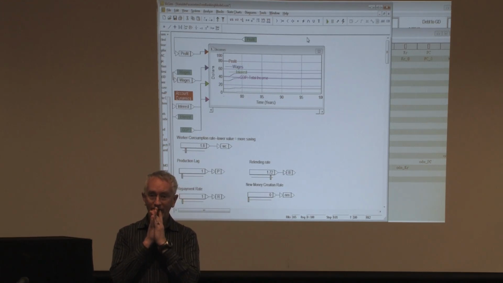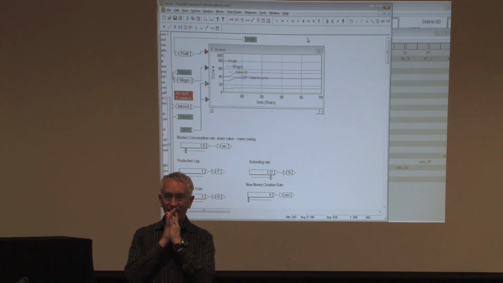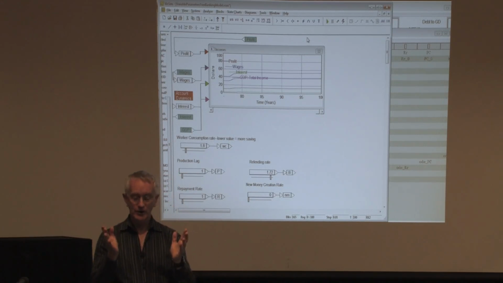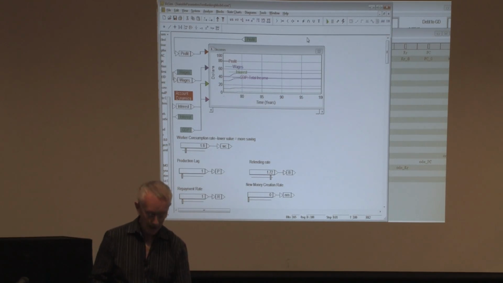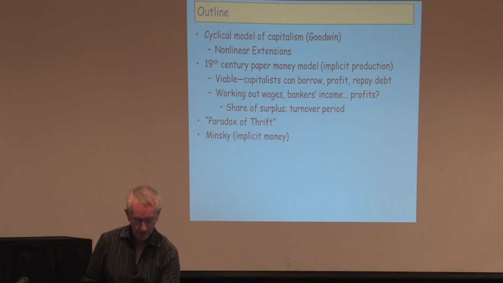You don't have a slider for productivity here yet, do you? No. Yeah, I could vary all that or change the level of productivity and so on. That could all be fed in. So that's the paradox of thrift.